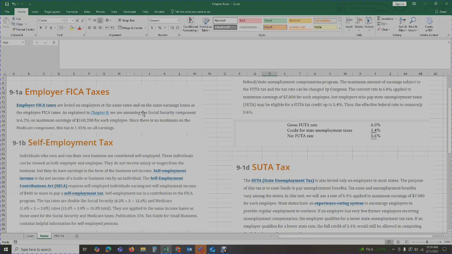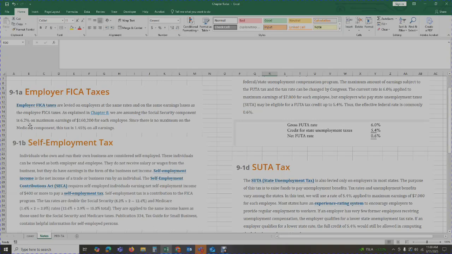The employee FICA taxes were covered in Chapter 8, so please make sure that if you're not familiar with that or you don't recall, you go back and reread Chapter 8, okay? So the FICA taxes vary every year. There's amendments being done to them, so we need to be on top of that information. Now, we are running with a textbook, so we are going to be going with the information provided in the textbook.